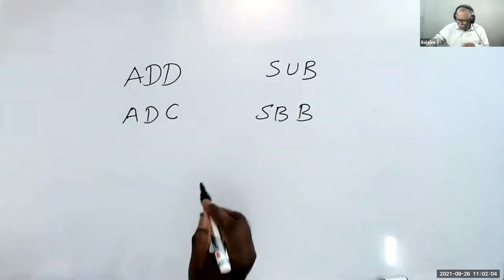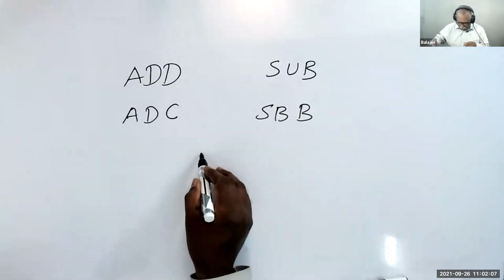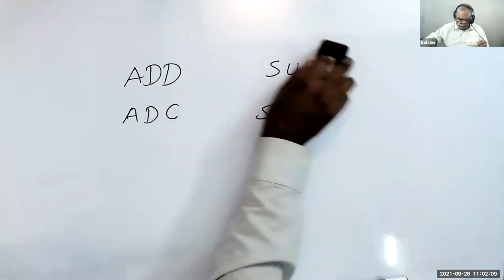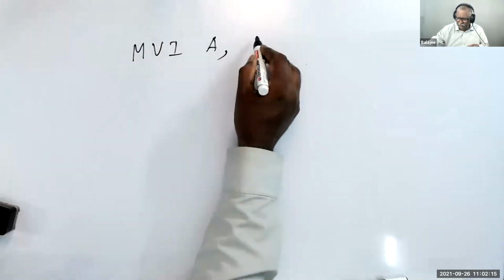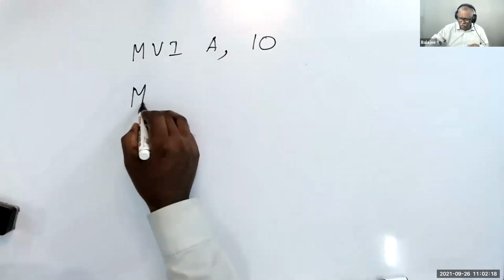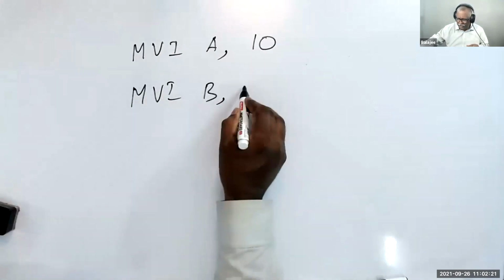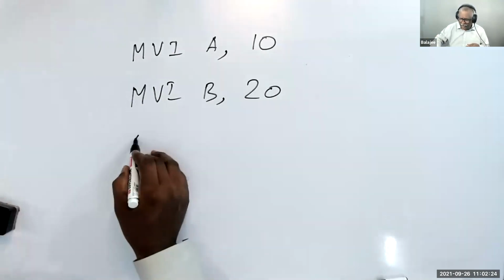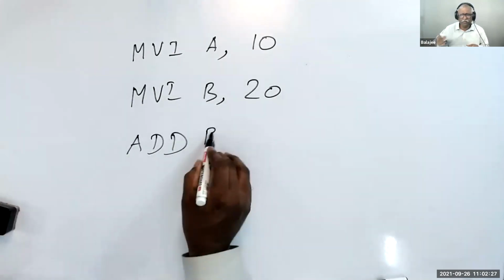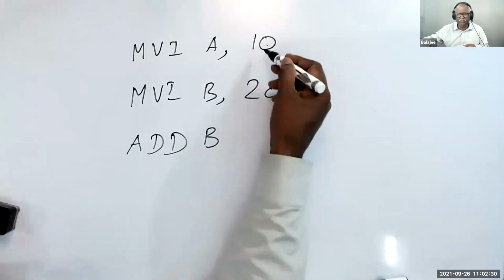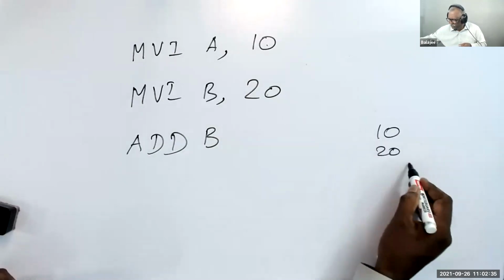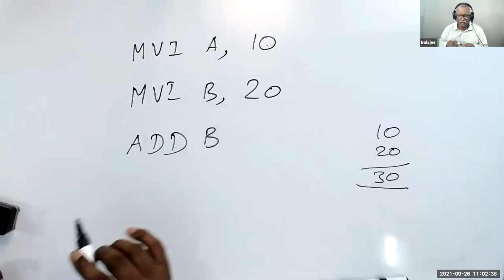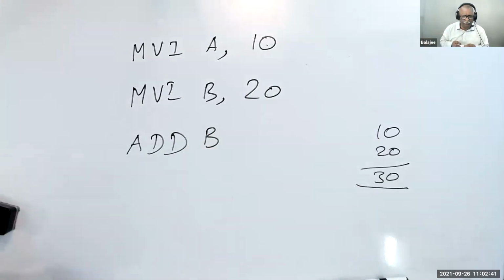What is add? Add is simple. For example, if you write the instruction move immediate A, 10, move immediate B, 20, and then say add B, what happens? 10 and 20 will be added, and we get 30. Of course, there's a small confusion. Whether we get 30 or not is the bigger issue. We'll discuss that. Here is the trick.